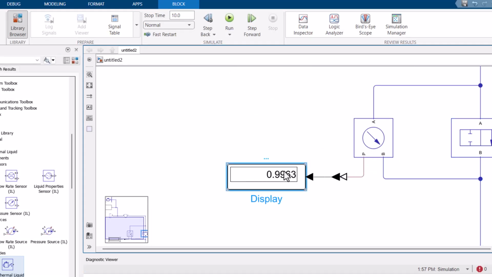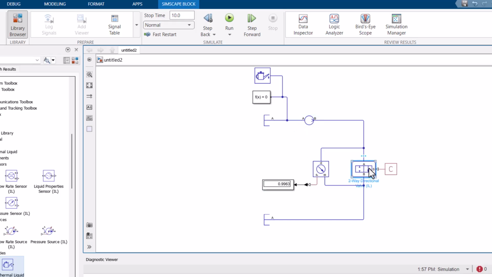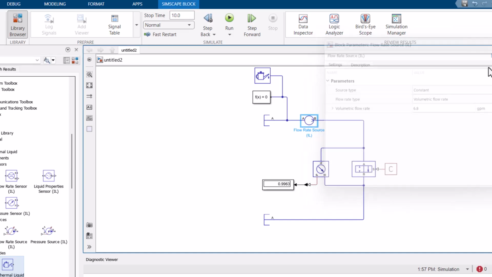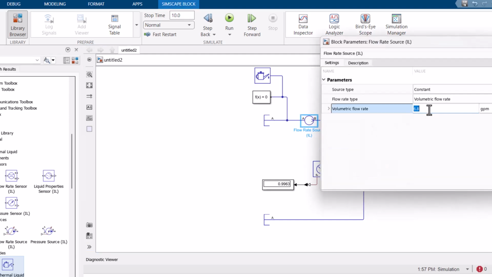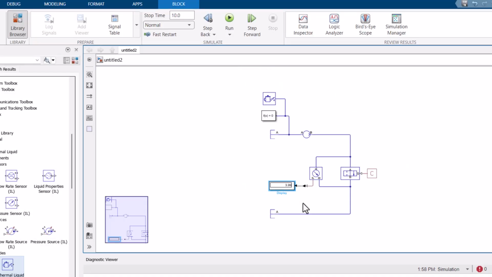And this is the value which is so satisfying. It is almost equal to 1 psi. And it is the pressure drop of this valve when it is at 40% open position, and 6.8 GPM of flow transmits through it. And if I double the flow rate, I expect the pressure drop to be multiplied by 4, since the relationship between the pressure drop and the flow rate is quadratic. You see, here it is.